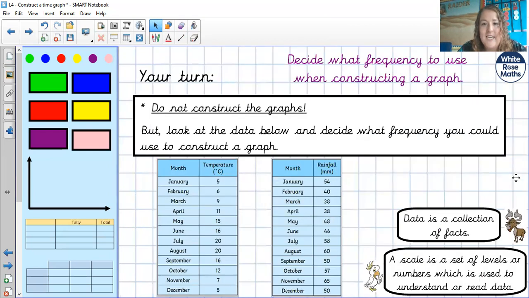Okay, your activity here. Do not construct the graphs here. That's all I'm going to say to start with, because you'll be here a long time with our actual activity in a minute if I was asking you to draw 2 graphs. But can you just have a look at the data below here? There's 2 sets of data. And can you decide what frequency you could use to construct those graphs?